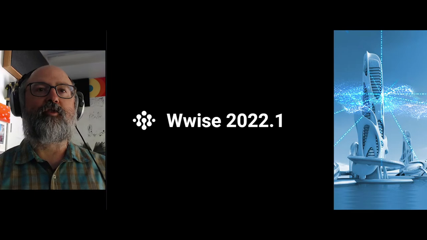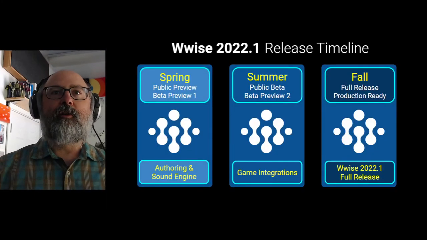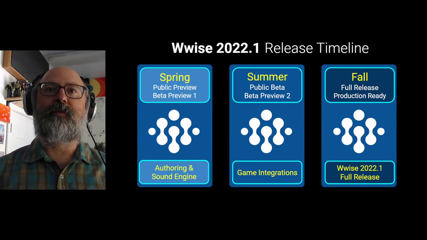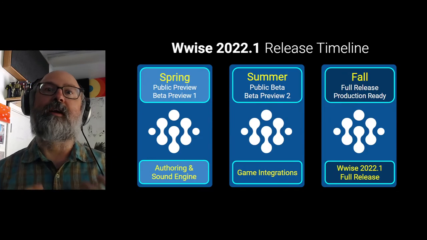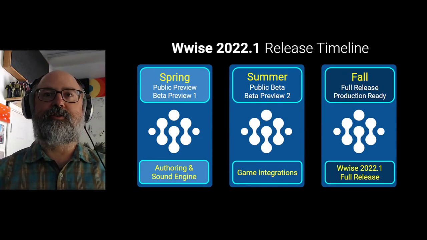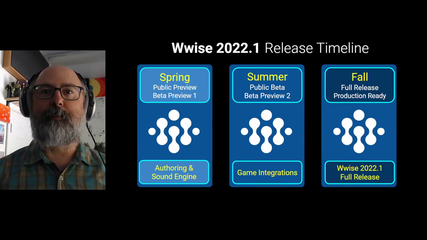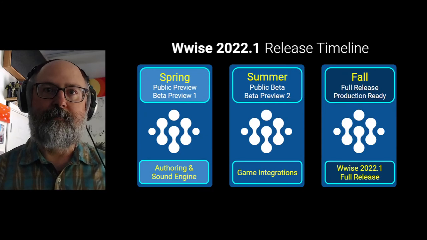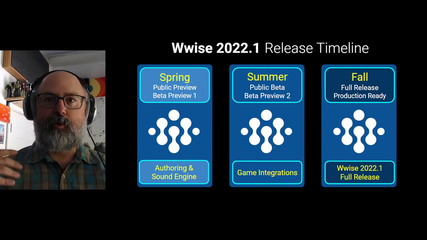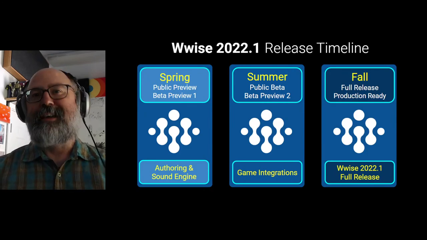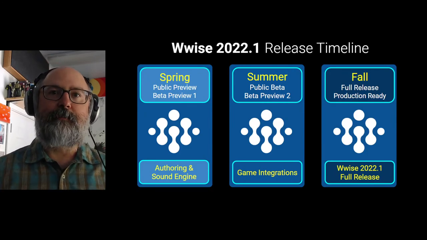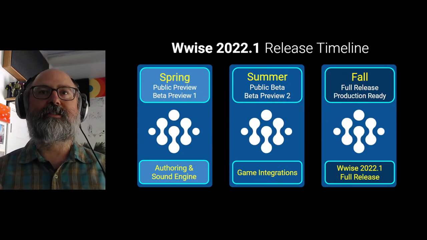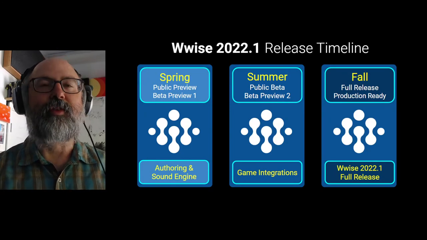And with that, we're going to start taking a look into some of the high-level features of our forthcoming release, Wwise 22.1. Earlier this year, we began talking about and showing some of these features as part of our public preview in the spring. We gave folks a chance to get their hands on it and try it out in the pipeline, and then followed up with that in the summer with our integrations beta. And again, an opportunity for people to try it out in their pipelines, give us feedback, and with that feedback, we've been growing the stability of the forthcoming release soon this fall.